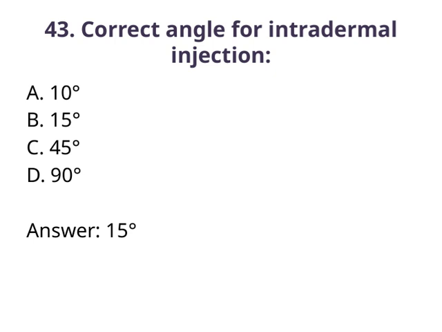testing. In contrast, angles like 10 degrees, 45 degrees, or 90 degrees are more appropriate for other types of injections, such as subcutaneous or intramuscular. So, keeping the needle at about 15 degrees is key for intradermal injections to be effective and safe. Remember, the focus here is on precision and proper technique to achieve the best clinical outcomes.